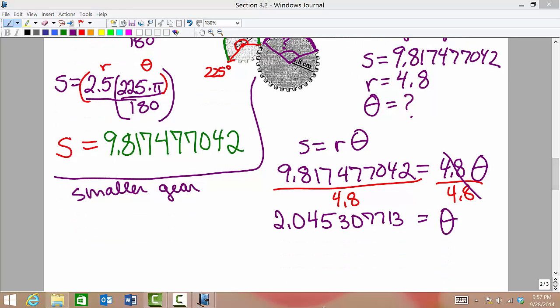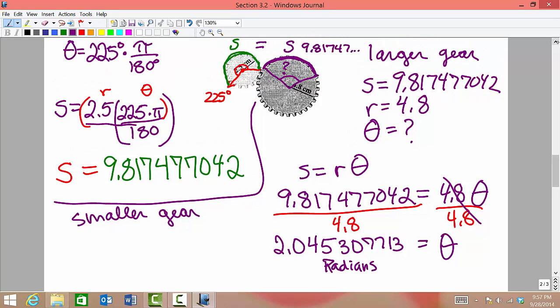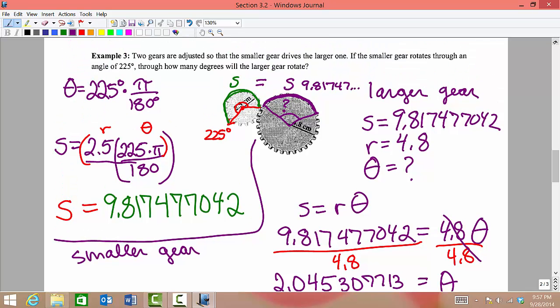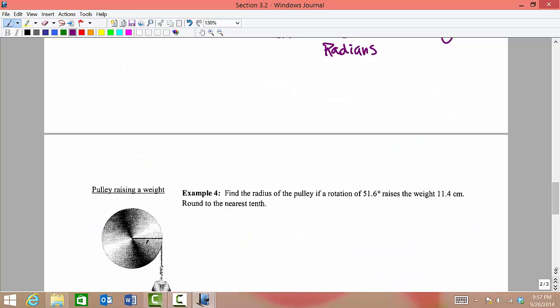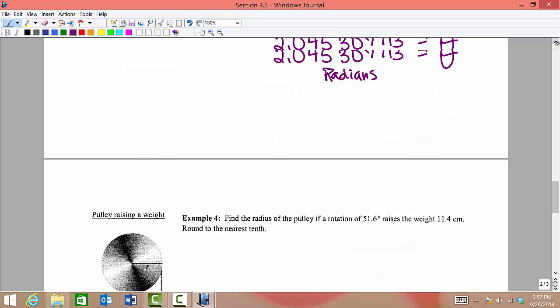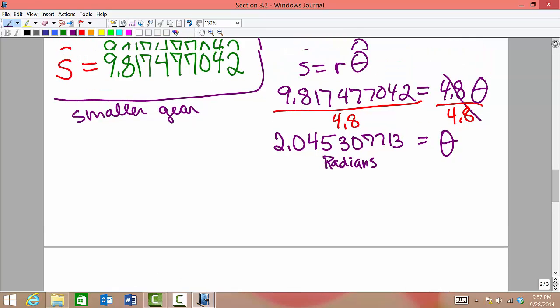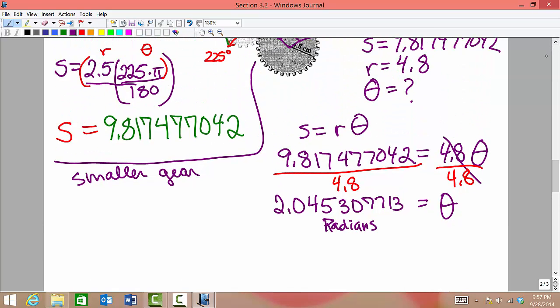Now this is in radians. But when I look back up to what my question is asking me, let's go back up for a second. My question says, through how many degrees will the larger gear rotate? So I'm in radians right now, and I want to be in degrees. So let's convert our answer from radians to degrees. So what do I need to multiply by to get from this radian measure to degree measure? And once again, we're going to leave that in our calculator. We're not going to do any rounding until the very end.